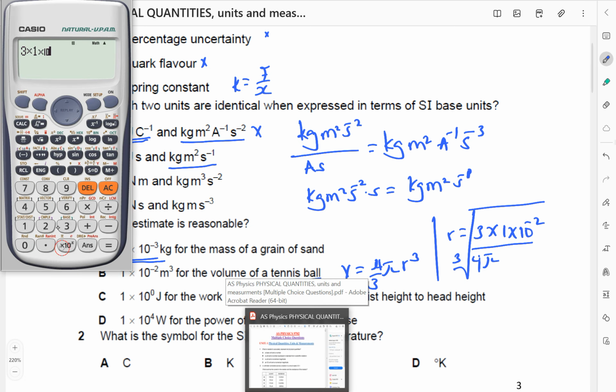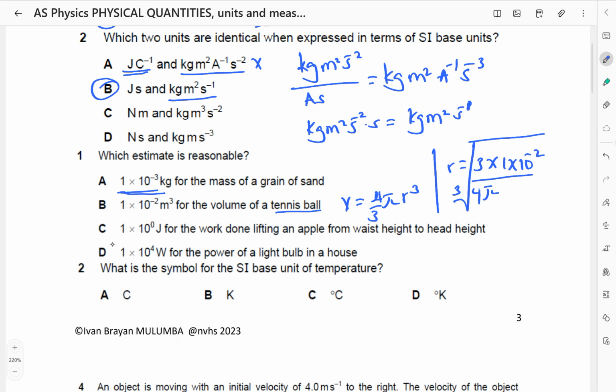So we can check. 3 times 1 exponent negative 2 divided by 4 pi. Then we find the cube root. So this is giving us the radius as 0.13. That is in meters, so we multiply it by 100 to change it to centimeters. So that is 13 centimeters. There is no tennis ball which has a radius of 13 centimeters. That would be way too big. So this one is also out.